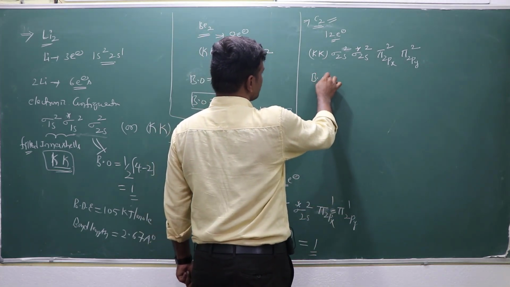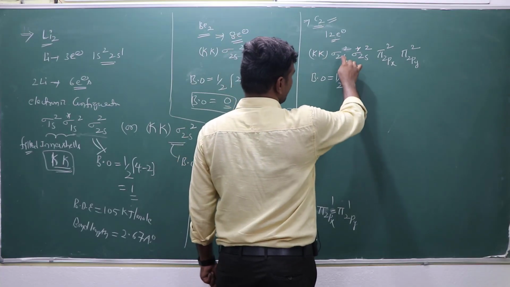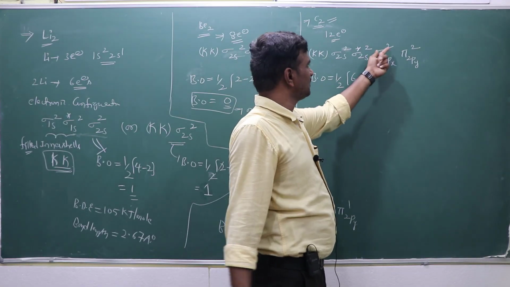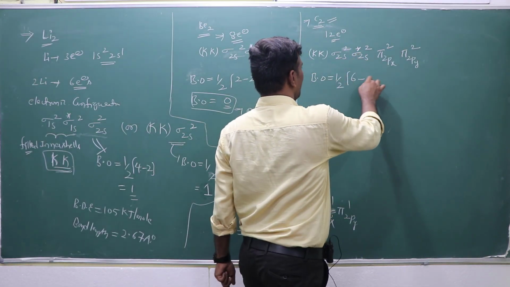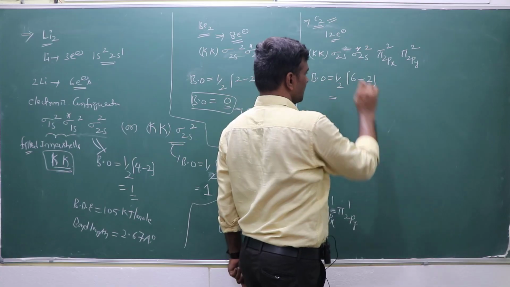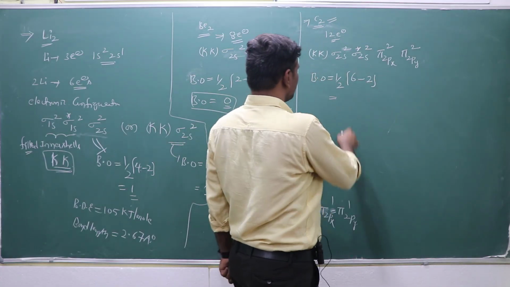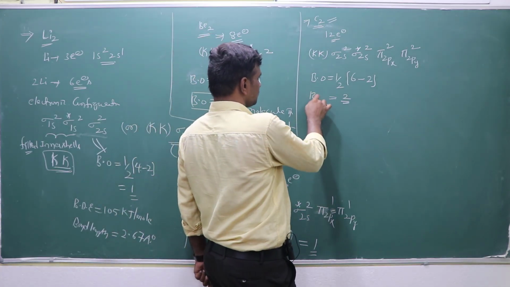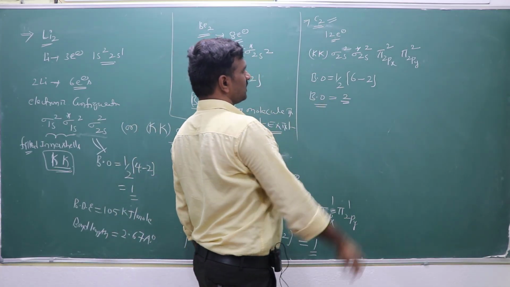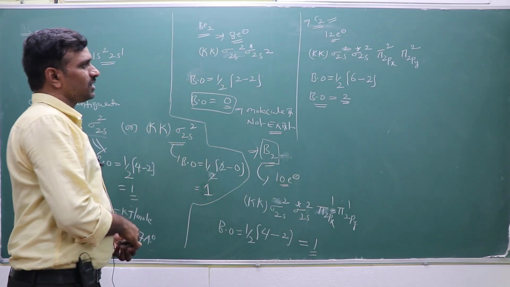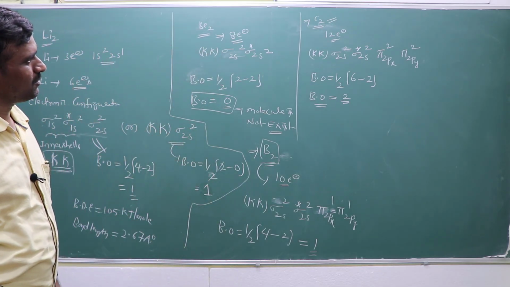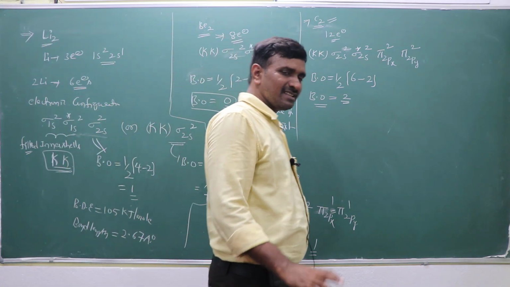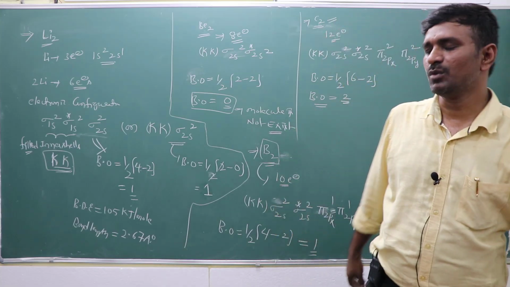Now, bond order is how much? Half into, how many bonding molecular orbital electrons? 6 in this particular case: 2, 2, and 2, that makes 6, and the anti-bonding electrons are 2. So 4 by 2 means 2. Bond order is 2. When bond order is 2, what will happen in this case? A C=C double bond is there.